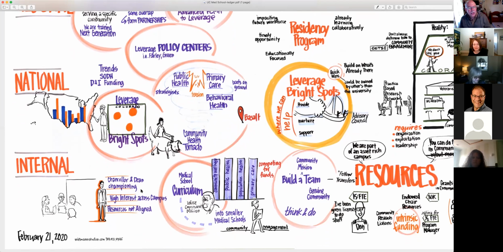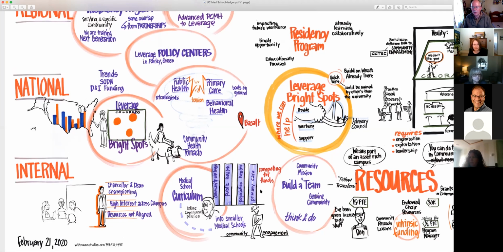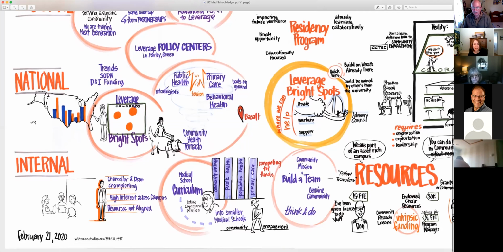And then internally, there was a notion that we wanted to see if we could get the chancellor and our deans to champion this work. There was a sense that there's a lot of interest right now in community across campus, but that our resources aren't necessarily aligned, and we need to see what we can do to help get those better aligned. Let's talk about the medical school curriculum reform and how community is getting infused to some extent into that. Some of these pillars here of community wellness, public health, population health, and primary care all tend to compete for funds a little bit. And how we need to make community engagement more visible on our campus.